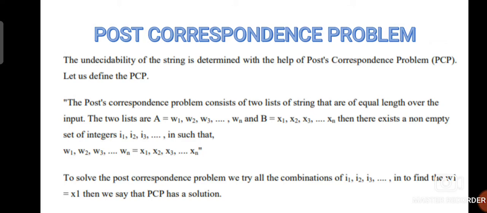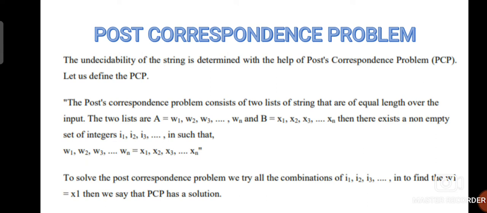The decidability of the string is the decision process by the Turing machine whether a particular string is acceptable or not by the Turing machine logic. So if the Turing machine is able to decide whether the string is accepted or not, that language is called decidable languages. Undecidability means a language whose strings will not get decided whether it is accepted or not. So the undecidability of the string can be determined with the help of PCP problem.